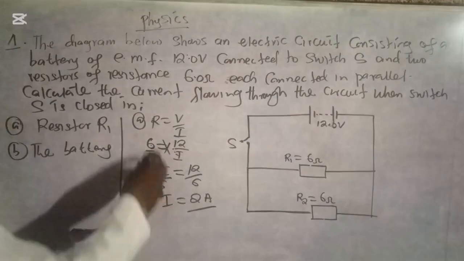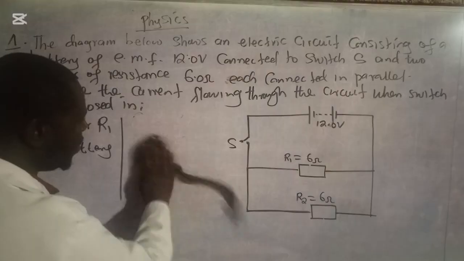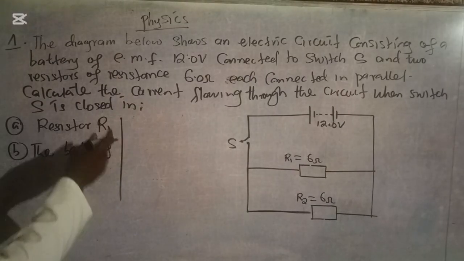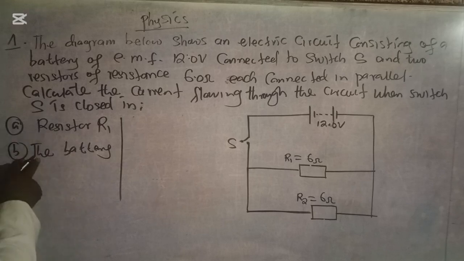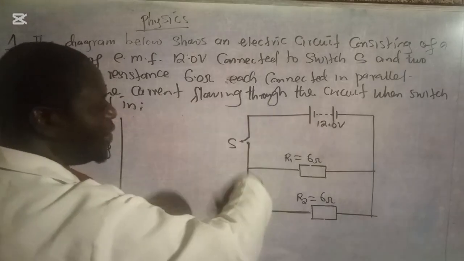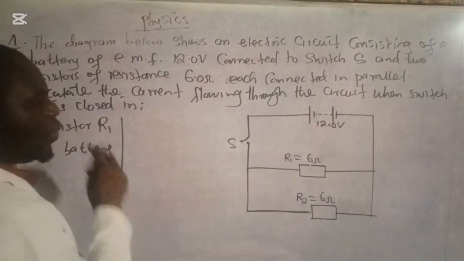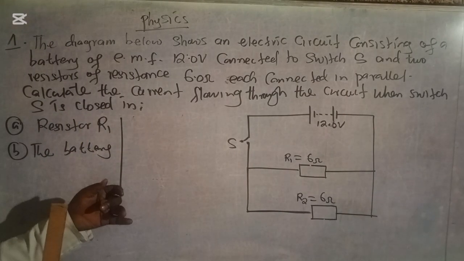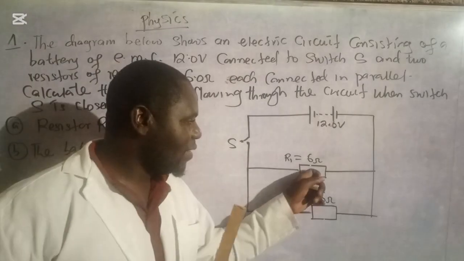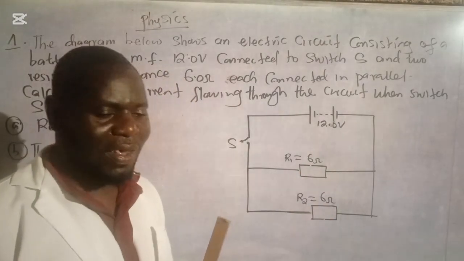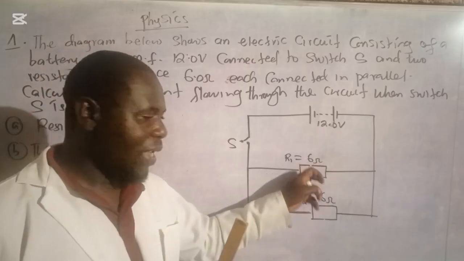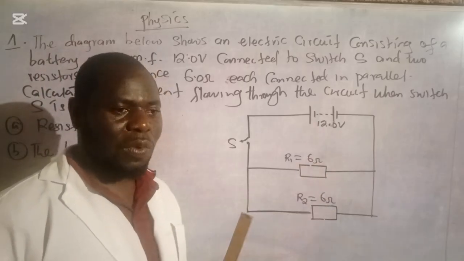Question B is saying find the current when the switch is closed in the battery, which means the whole circuit. Again we could use the formula, but there is no need, because the currents are in parallel. So the current here is 2 amps, and the current here is also 2 amps. So you just add.